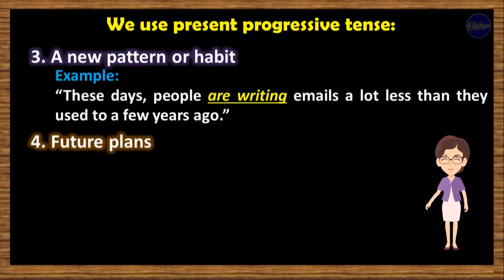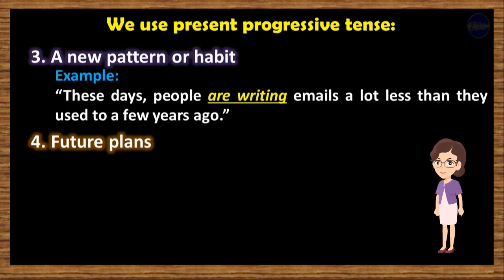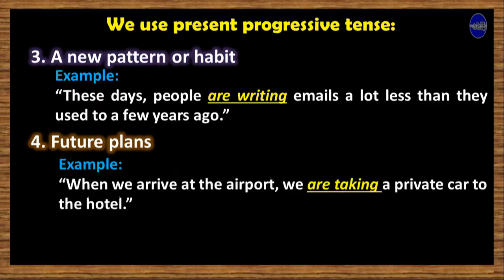4. We use present progressive tense for future plans. When describing something that will take place in the future, the present continuous tense can be used, or when you are discussing something that is already discussed or planned ahead. For example, when we arrive at the airport, we are taking a private car to the hotel.